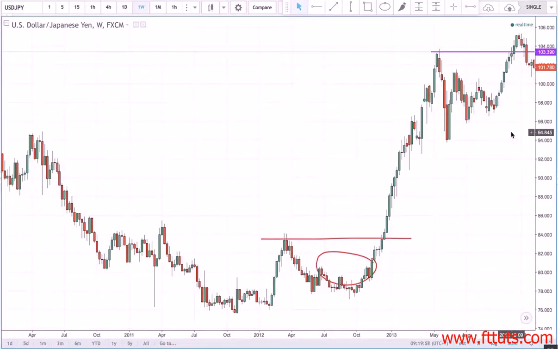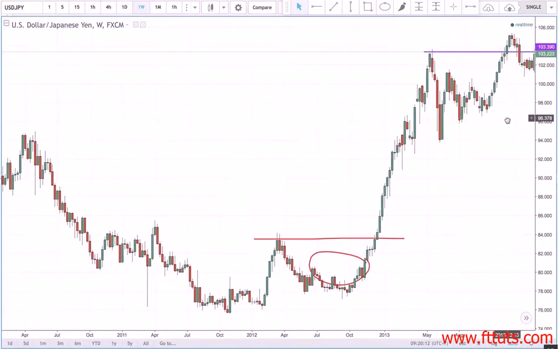Okay, I hope that makes sense. I'm going to repeat it again. It could be a faker, but that doesn't change the fact that the buyer's in control. So this could be a range still going sideways, and he's attempting to go long. All right, let's take it further.